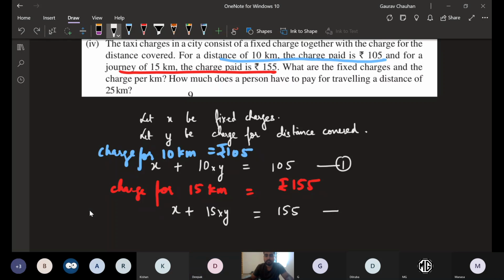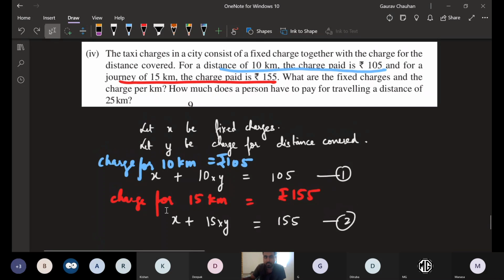So you will get what are the fixed charges? What are the charge per kilometer? See, that's why I was asking you, Deepak, that's why I was giving you a hint that time. See what is being asked. That will also give you a hint of how to think about the question.